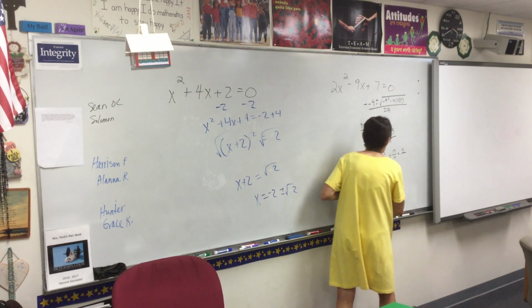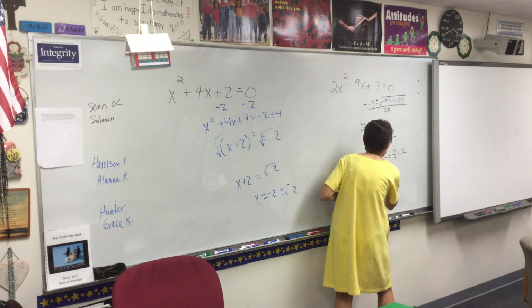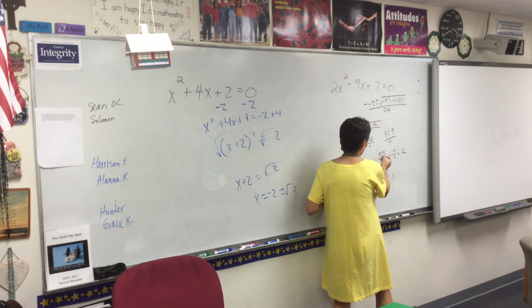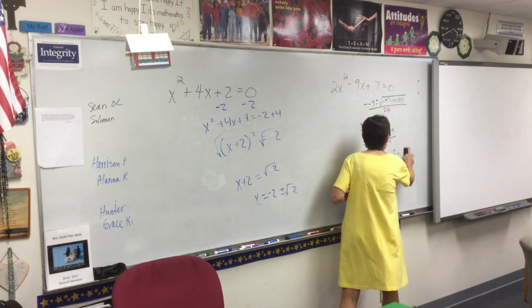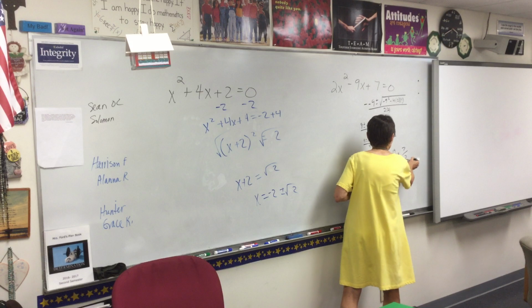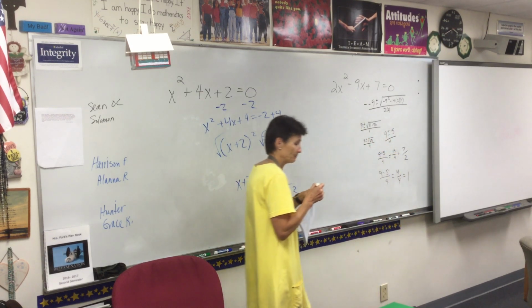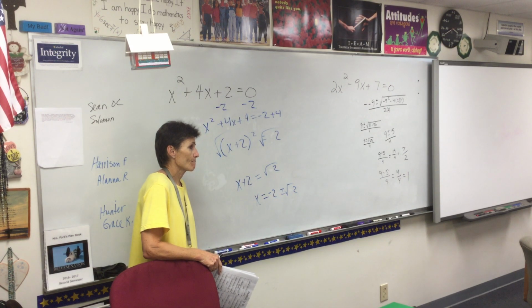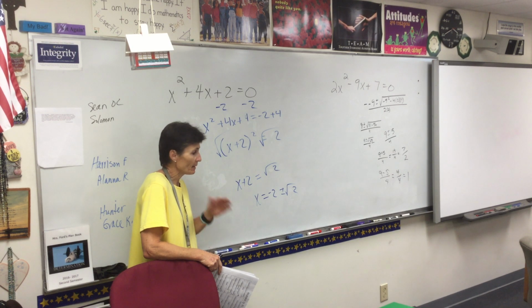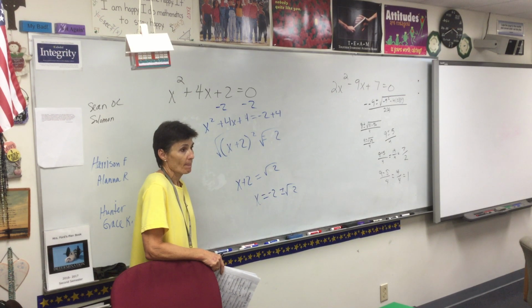So let's see. He did everything right except that. So 9 plus 5 would be 14 over 4, which is 7 halves. And this would be 4 over 4, which is 1. We're almost done. Hang on. Anybody have a question about either one of these? These are quiz problems tomorrow.